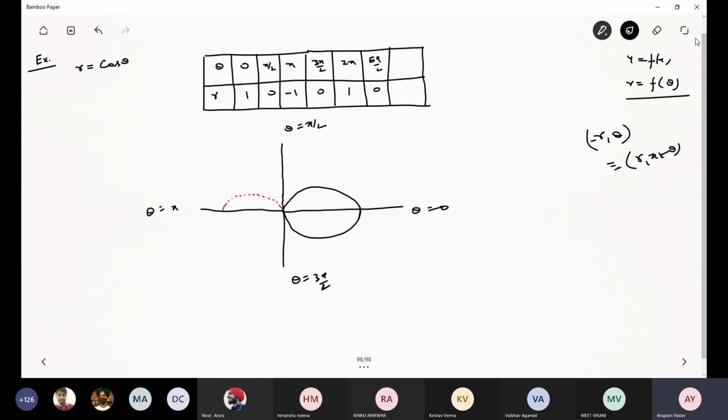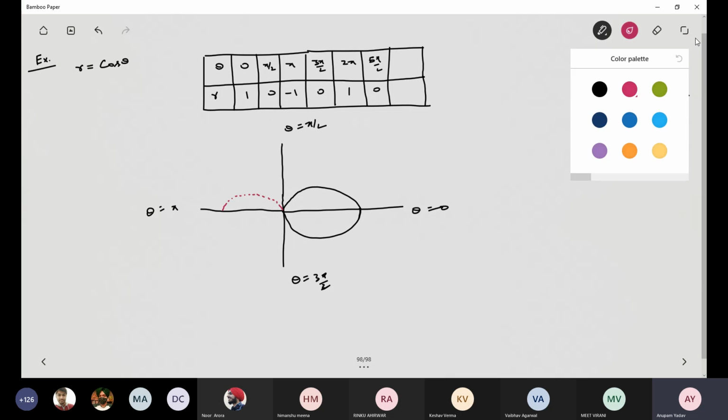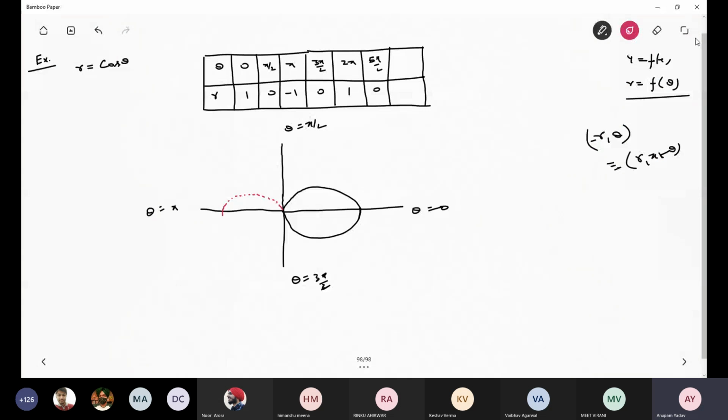Again, from pi to 3 pi by 2, what will happen? It is again -1 to 0. If it were positive, it would start from here and go like this. But since it's all negative, it will repeat the first structure I drew in the first quadrant. And in this way, if you keep on doing, it will keep repeating this entire thing in the fourth and the first quadrant. So the original structure would be like this.